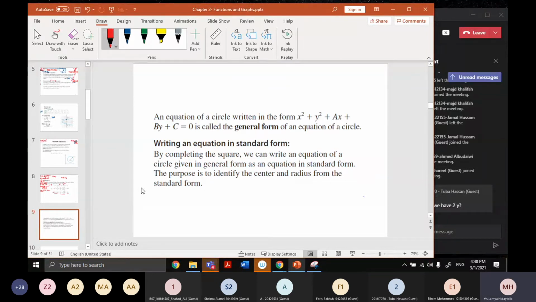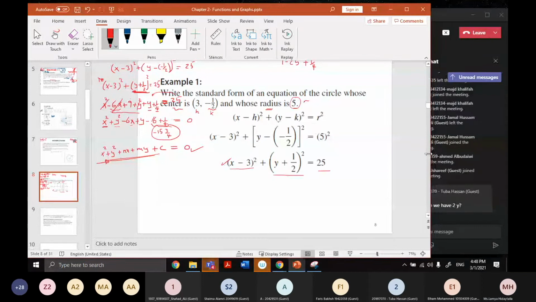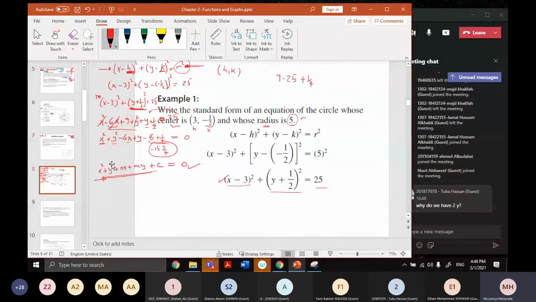Why do we have 2y? What do you mean by 2y? You can open your mic. What do you mean by 2y? I don't have 2y. Where is 2y? You mean the term y square here? This one? We have y square, and then we have y square minus 6x plus y. So why do we have that plus y?